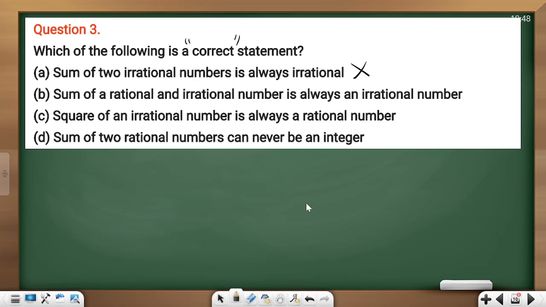Correct? Next one. Sum of a rational and irrational number is always an irrational number. That's accepted. Told you, good boy plus bad boy is always bad boy. Bad combination. Next, square of an irrational number is always a rational number.